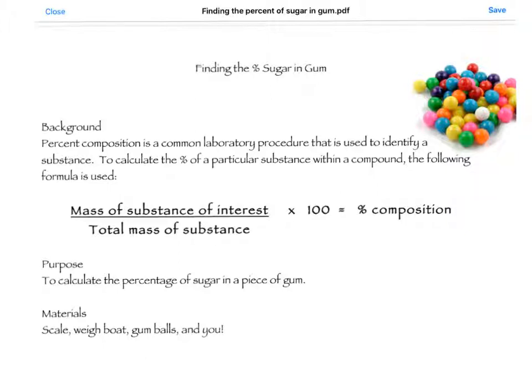But first, I want one person in the class to record the mass of all the gum that's on the scale in the back of the room. Once that person has recorded the mass for everyone, they can pass out a piece of gum, including the wrapper, to each person in the room. Please chew the gum for a few minutes while I explain what percent composition is.